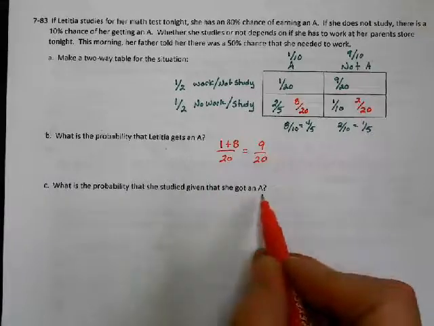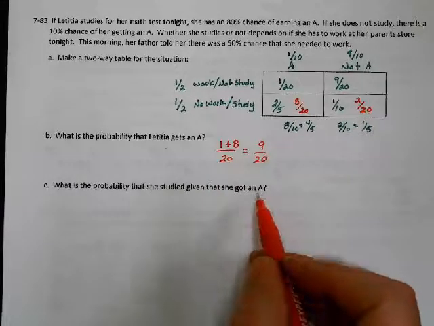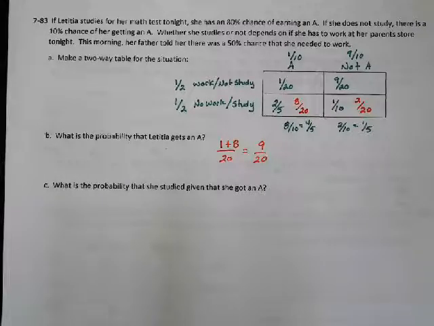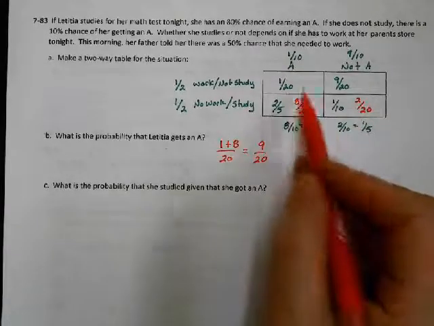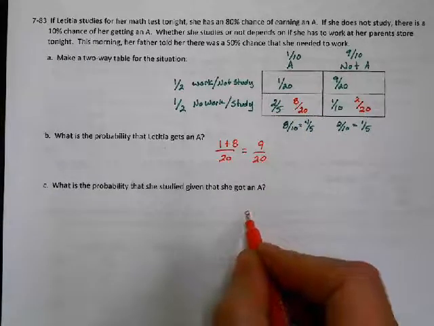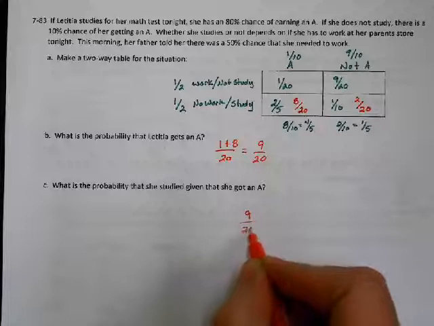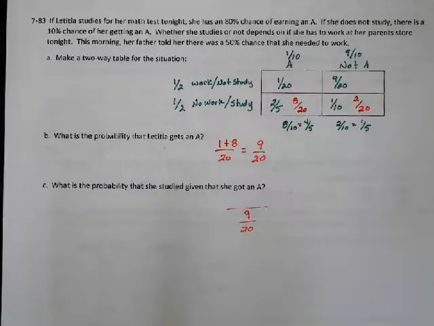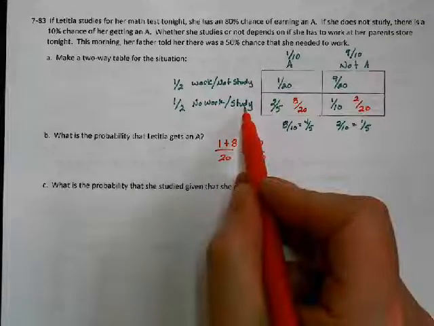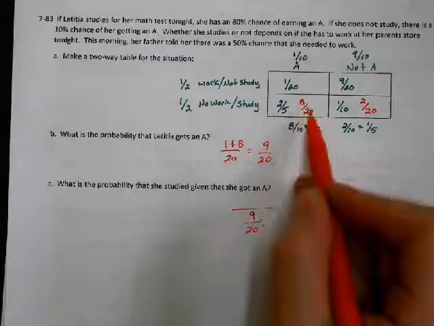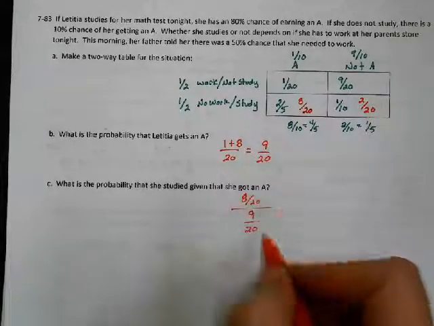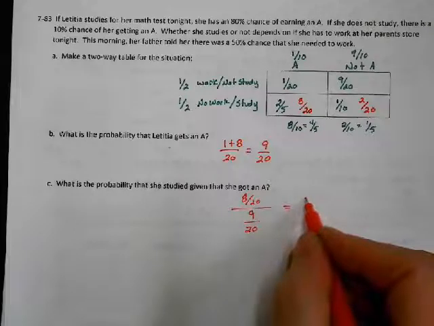Okay, so we're looking at if she got an A, only at if she got an A. So the total of her getting an A is 9 out of 20. That's our denominator. And what's the probability that she studied? So if she studied, that's 8 out of 20. And again, we can multiply the top and the bottom by 20, and we would end up with 8/9.